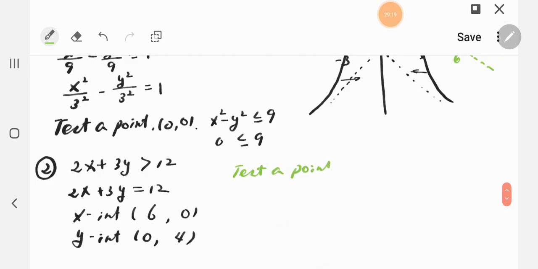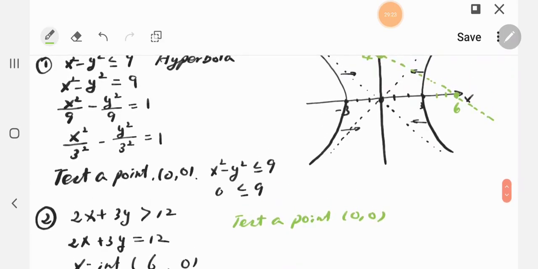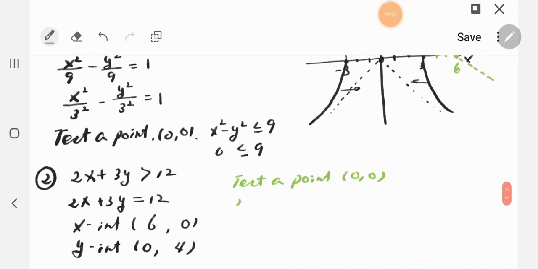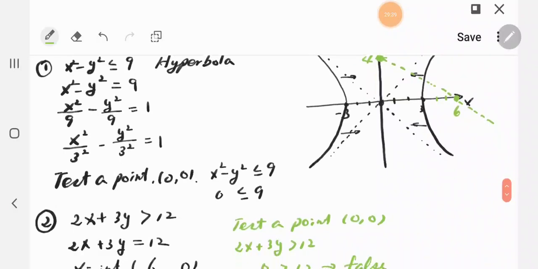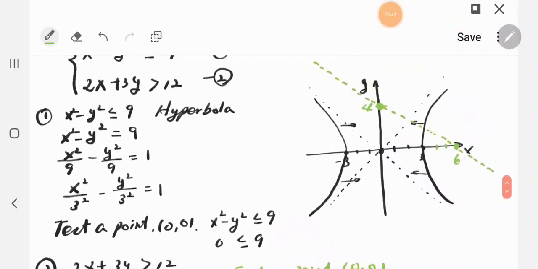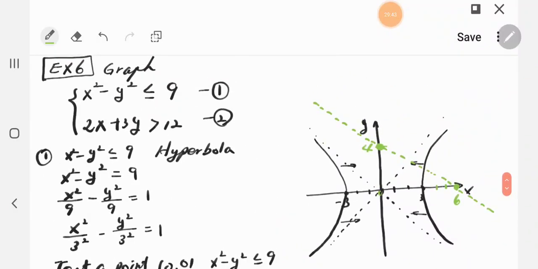Test a point which is 0, 0. Then 2x plus 3y is greater than 12. With x equals 0 and y equals 0, we have 0 is greater than 12. This is false. So 0, 0 is not a solution, so the solution will be the other side, above the line.